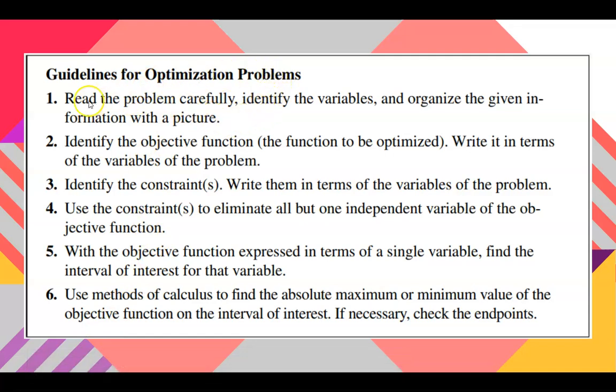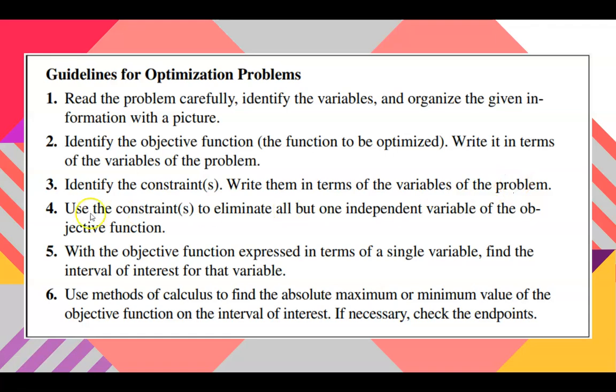So the guidelines first start with, we need to read the problem carefully, as with any problem. Identify the variables and organize the given information with a picture. Sometimes there will be a picture, sometimes there won't be, but if there is something that you can draw a picture of, I do suggest that you draw a picture. Number 2, we're going to identify the objective function. What are we trying to maximize or minimize? And we're going to write it in terms of the variables given in the problem. Number 3, we're going to identify the constraints, and we're going to write those constraints in terms of the variables of the problem.